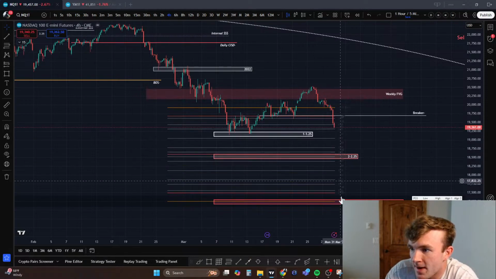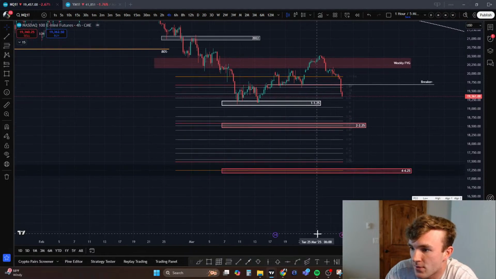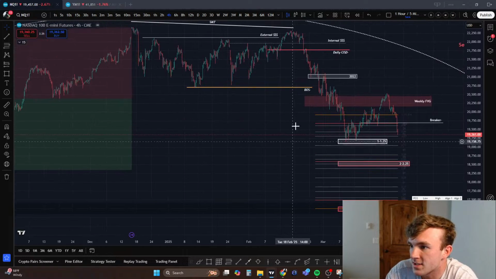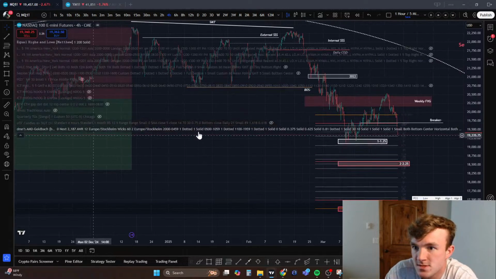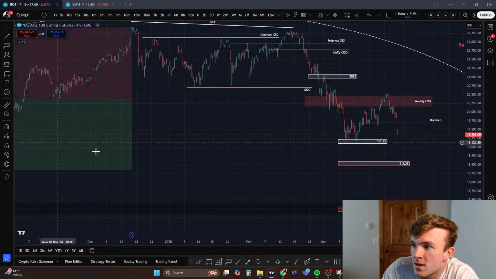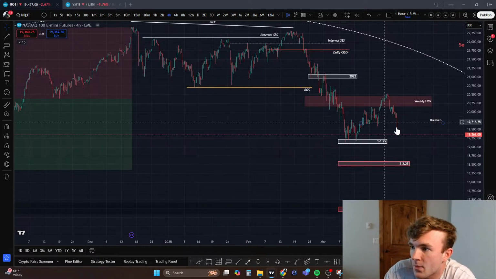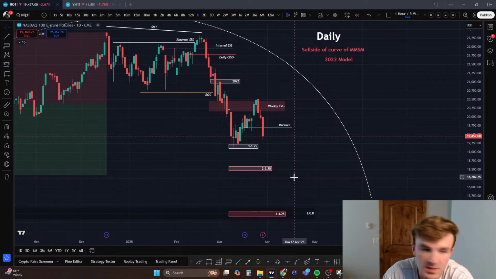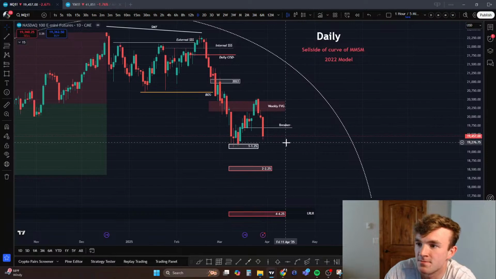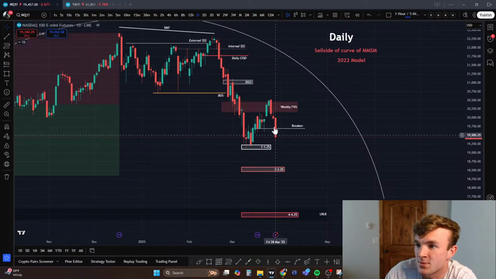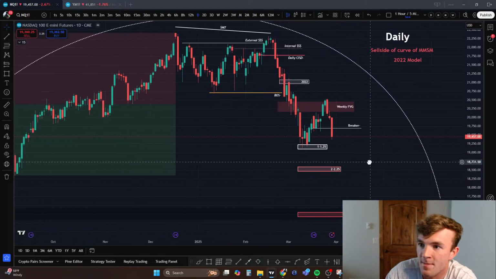Yeah, so we really might just cut right through. You can see this 4 to 4.5 is the low of the dealing range here. So we might actually just cut right through. But yeah, we closed below this daily breaker here, which on its own is like a short setup for me, because we're delivering from this fair value gap.